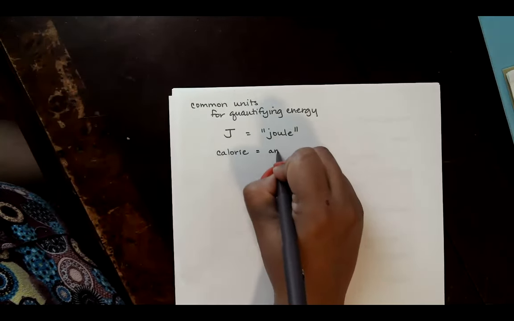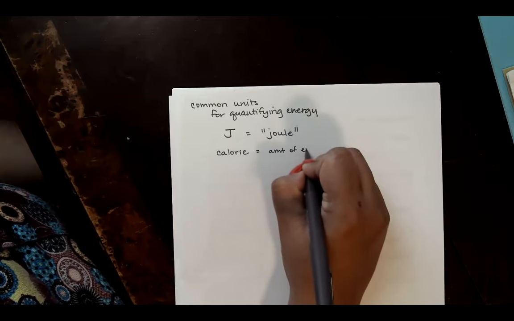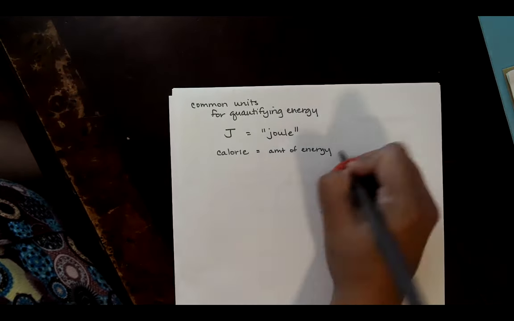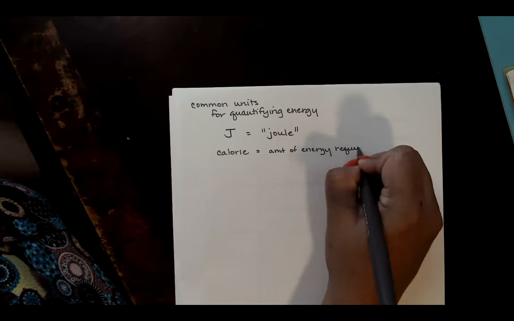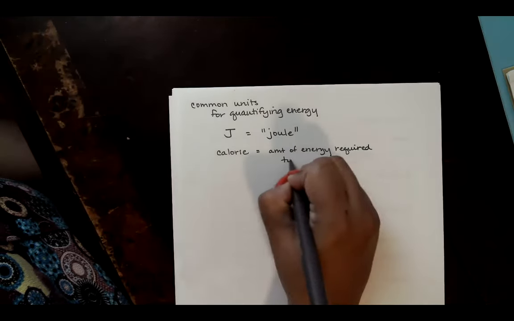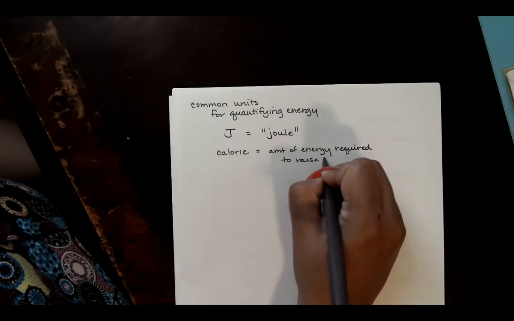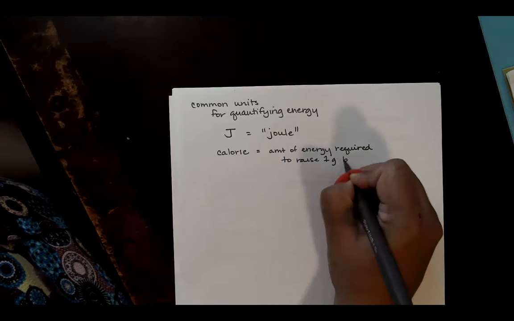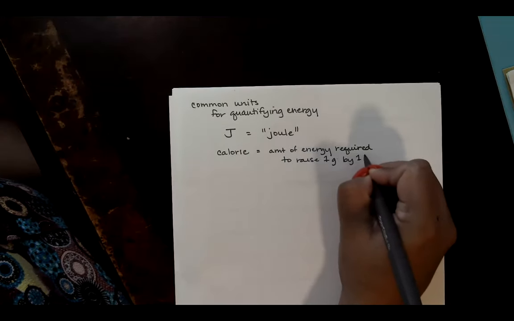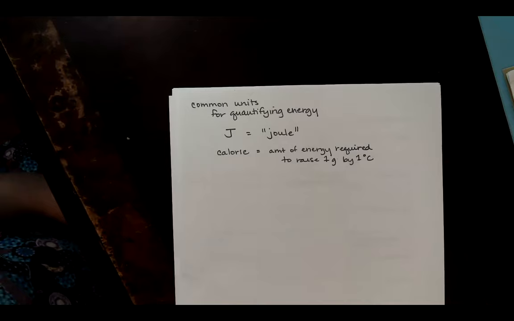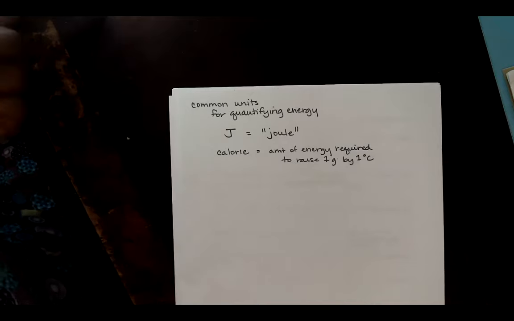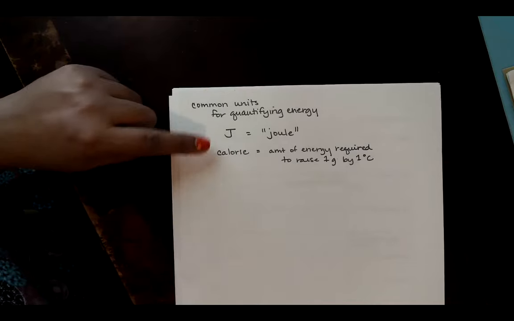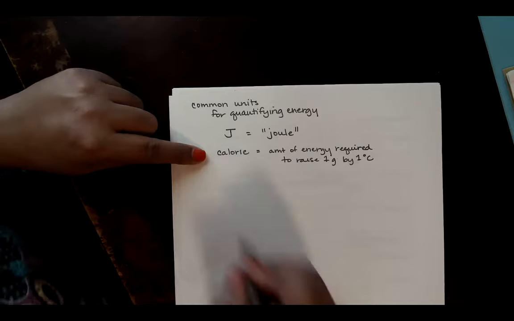Now, both the joule and the calorie are based on definitions of water, but a calorie with the little c, that's the amount of energy required to raise 1 gram of water by 1 degree Celsius. Most of the times we talk within kilojoules or kilocalories.